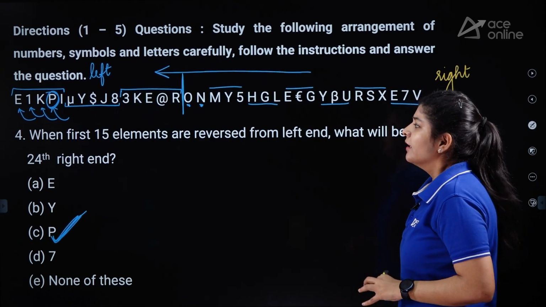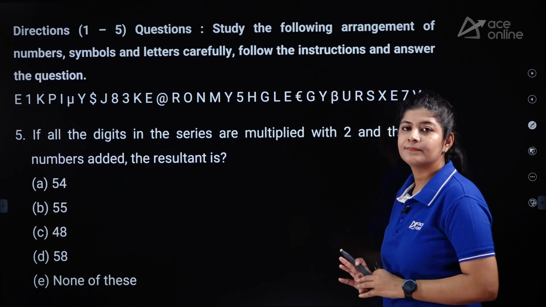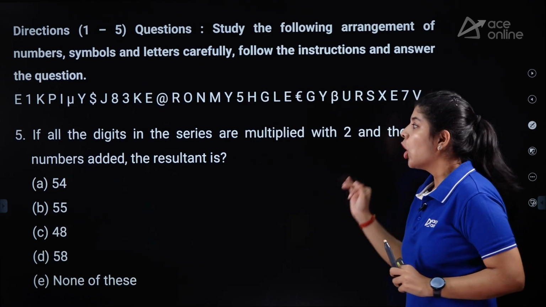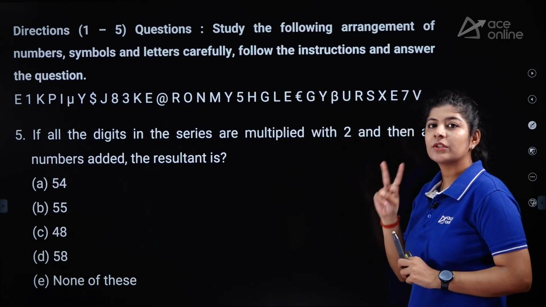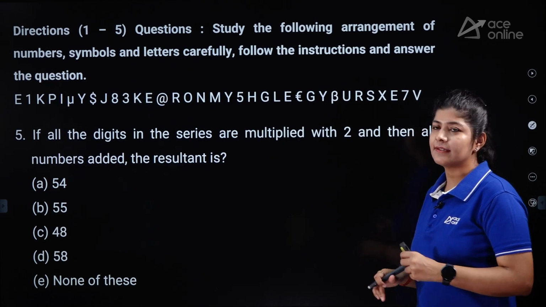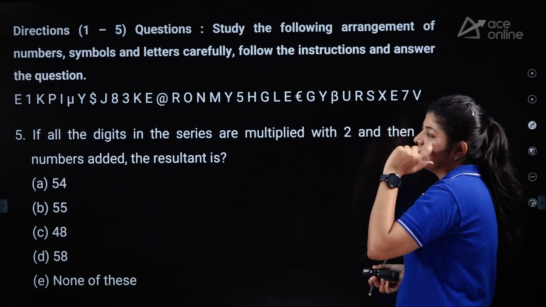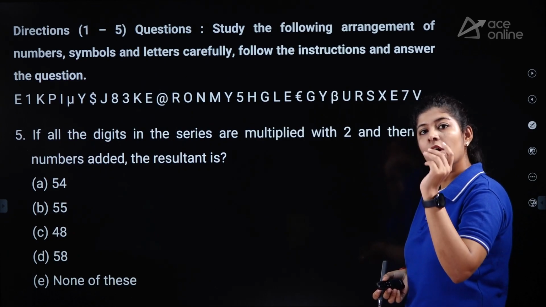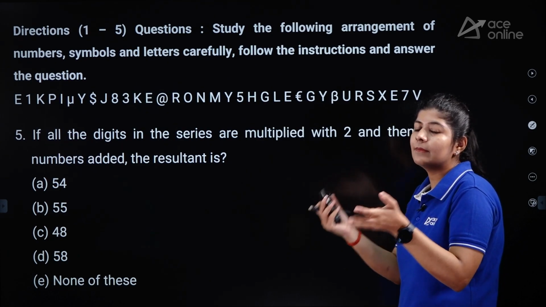Is it clear? Okay, now the last question that we are having is this one. So the question says that if all the digits in the series are multiplied with 2 and then all the numbers are added, the resultant is. So you can do one thing, like first you will pick the numbers and multiply it by 2, and after that you are adding all these numbers. Or you can just pick all the numbers, add them and multiply it by 2.